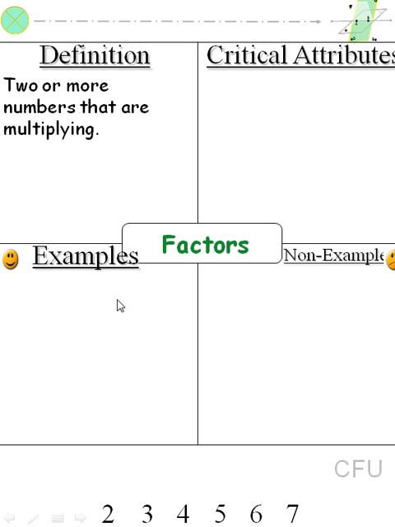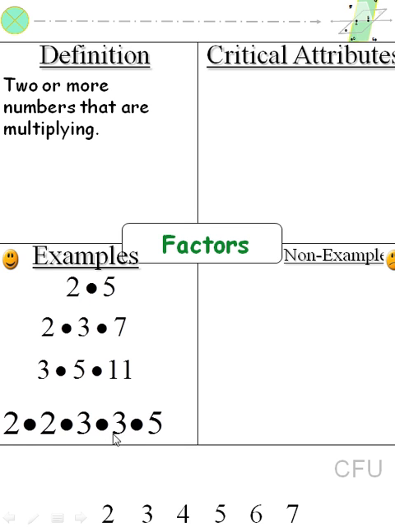2 times 5 are factors because they're doing what? Multiplying. 2 times 3 times 7 are factors because they are multiplying. How about 3, 5, and 11? Yes, they're factors because they're doing what? Multiplying. 2, 2, 3, 3, and 5 are factors because they are multiplying. Fairly simple.